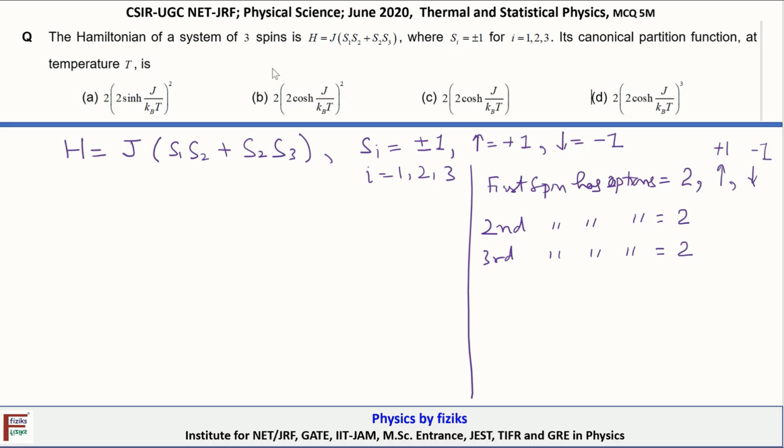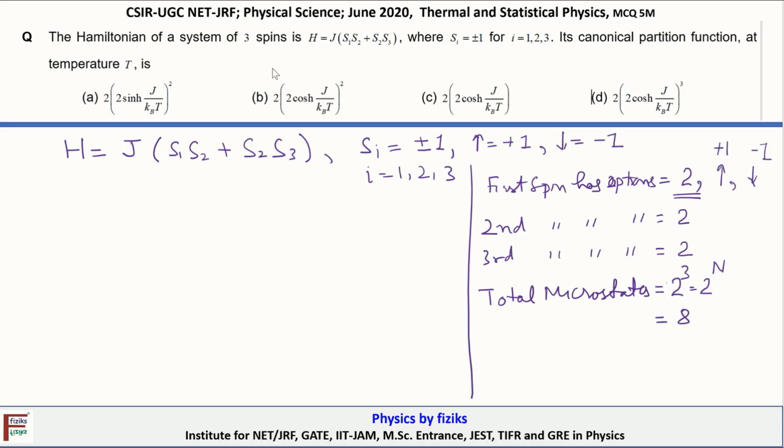Because the up and down option taken by any individual spin is independent from the others, irrespective of the spin of the other spins, the total microstates for this system will be 2 power 3. In principle, for a system of n spins, the total number of options will be 2^n. Here we have a 3-spin system, so 2 power 3, which is equal to 8 microstates.